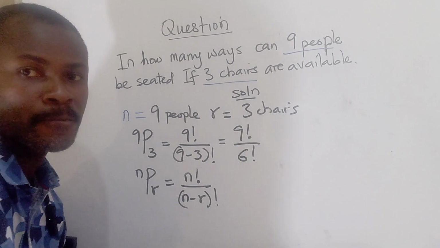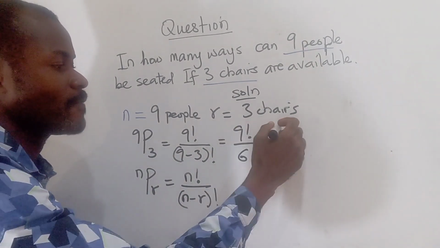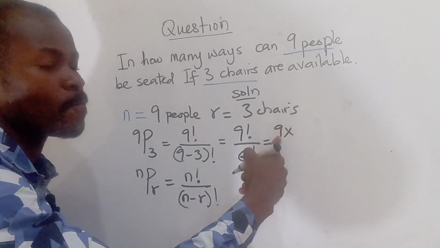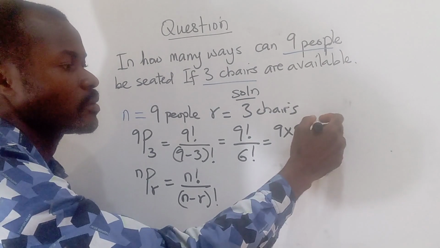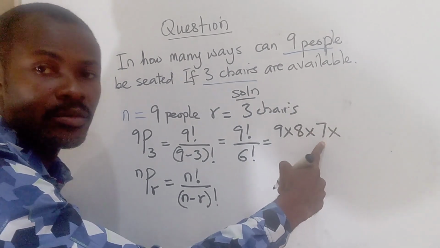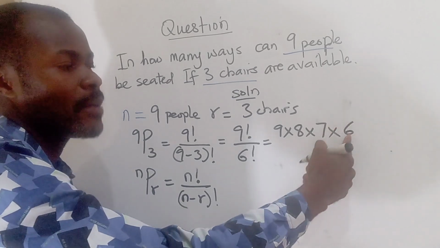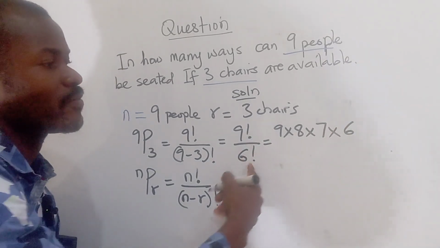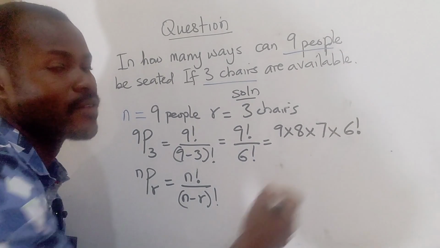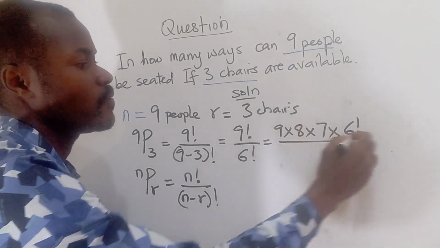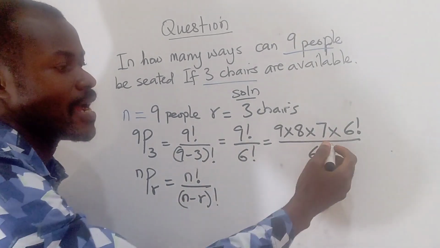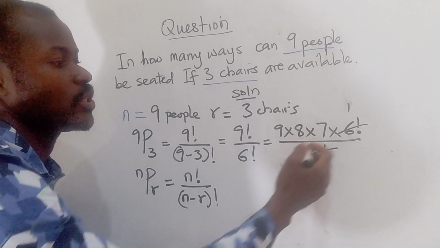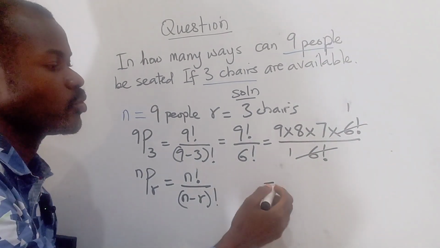So 9 factorial means 9 times, subtract 1 is 8 times, subtract 1 is 7 times, subtract 1 is 6. But I'm not going to go further because I'm seeing 6 factorial, so I'm just going to drop 6 factorial there, divided by 6 factorial. The essence is so that I can cancel this and this, which is 1. So we are left with 9 times 8 times 7.